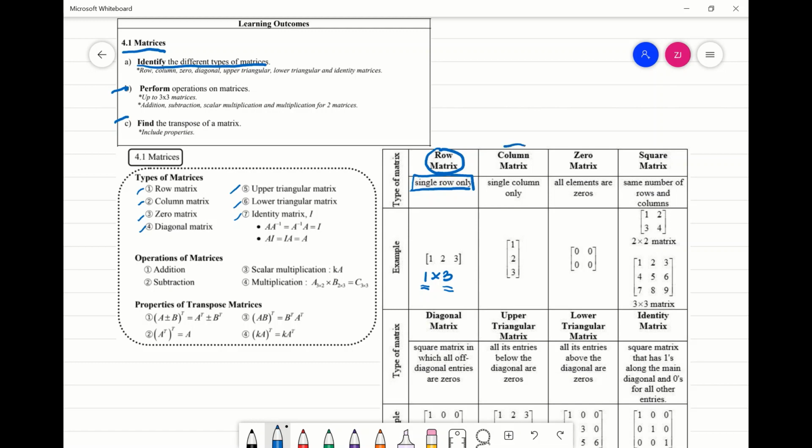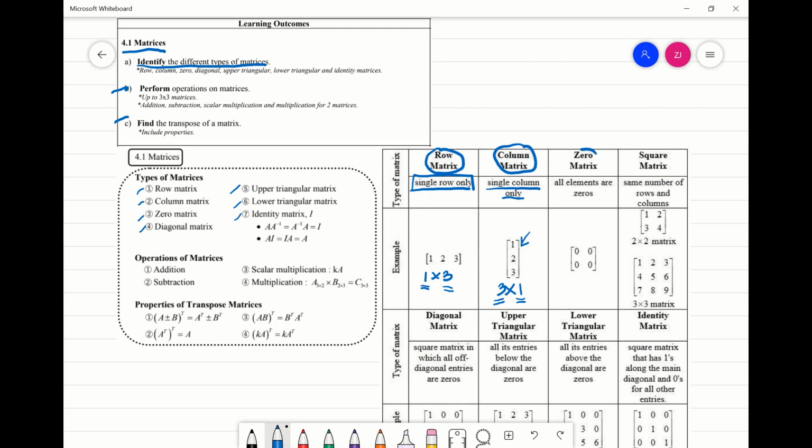Then let's see the second one, the column matrix. We have a matrix which has only one single column. Again, it can have as many rows as possible, but it will have only one single column. So like this one, we can say that this matrix is a column matrix, and the order or the dimension is a 3 by 1 matrix. Again we pronounce the row first followed by the column.